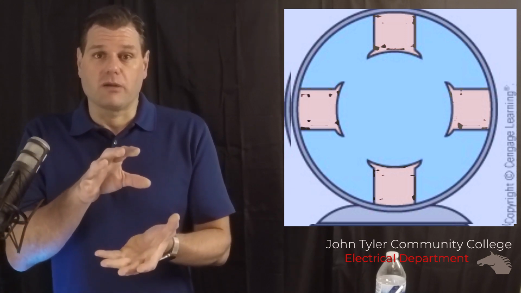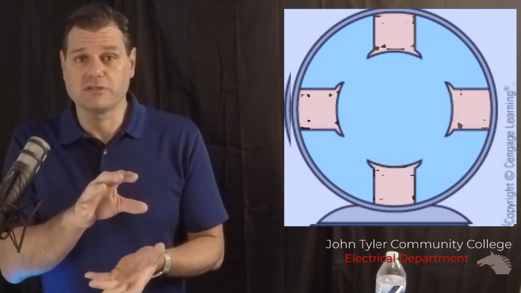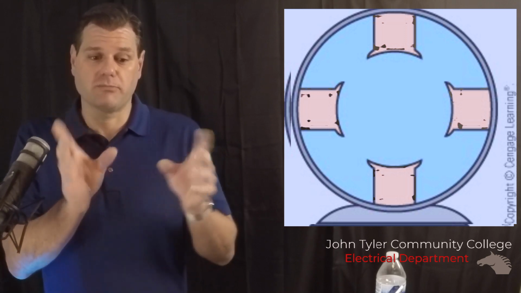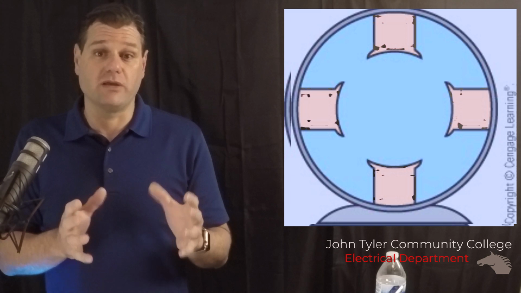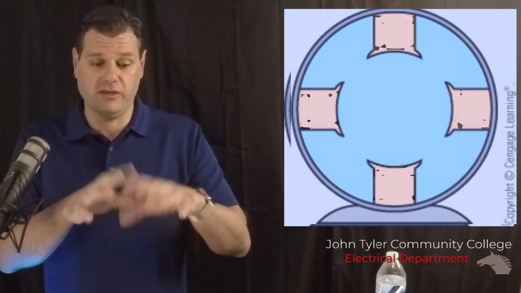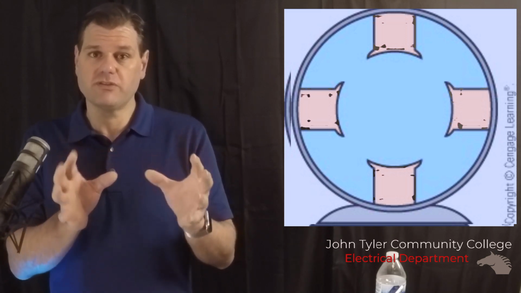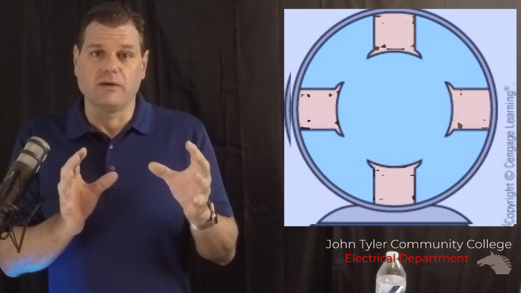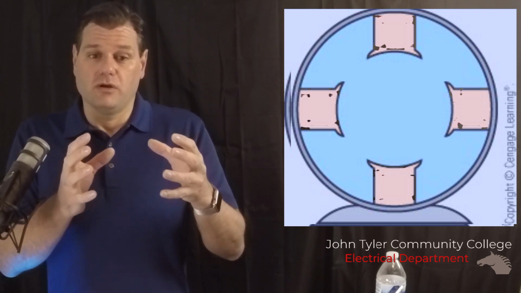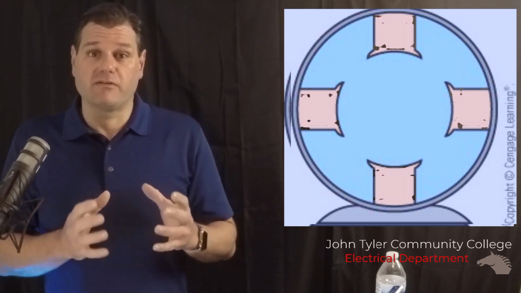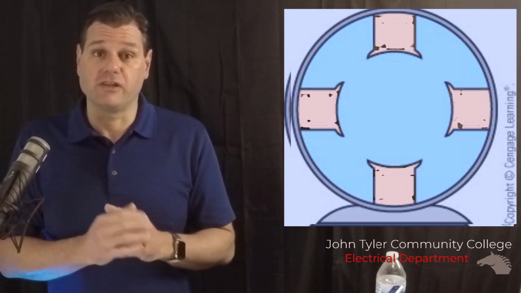So now we're going to talk about the pole pieces. The pole pieces are the big chunks of metal on the field that do not rotate. They stay still, they stay with the outside of the generator. They're allowed to amplify the magnetic field of the electromagnets.